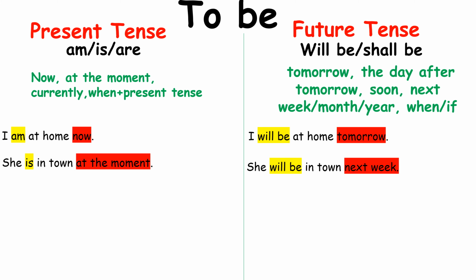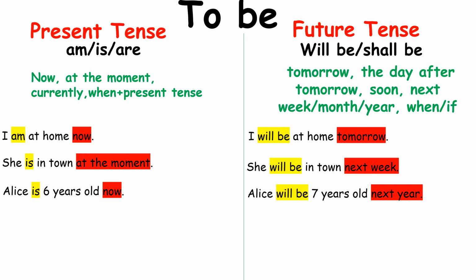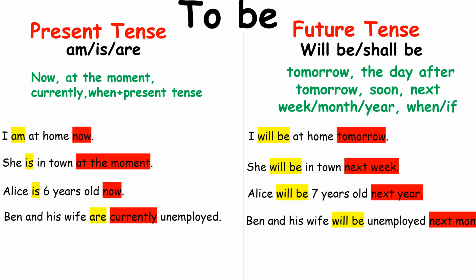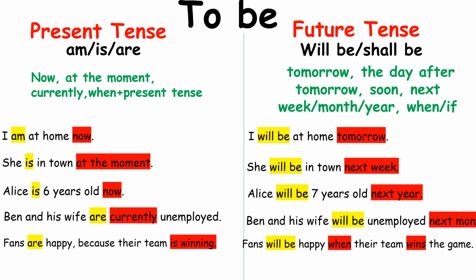She's in town at the moment. She will be in town next week. Alice is 6 years old now. Alice will be 7 years old next year. Ben and his wife are currently unemployed. Ben and his wife will be unemployed next month. Fans are happy because their team is winning. Fans will be happy when their team wins the game.